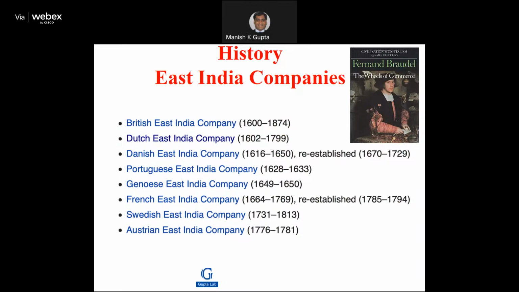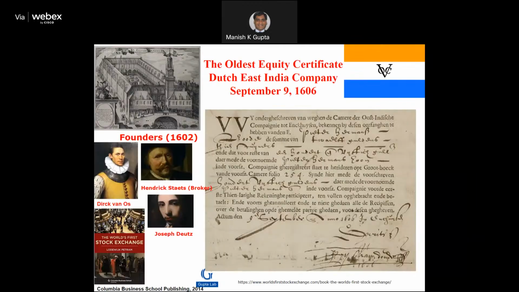Now the Dutch East India Company seems to be the first company who issued equity certificates. The startup culture that you see here, these are the founders. In 1602, Dick was the main person, and this was the broker. These three people started this company, the Dutch East India Company, to do business. And now what they used to do was send these ships to India.